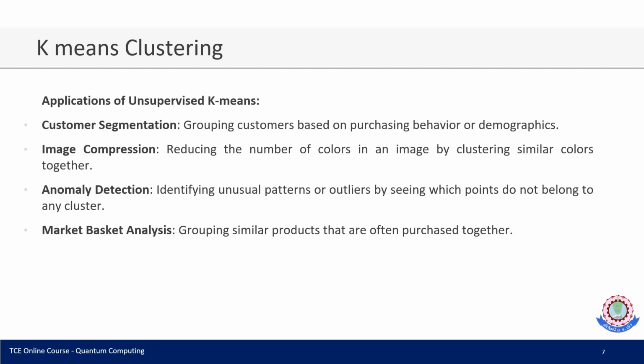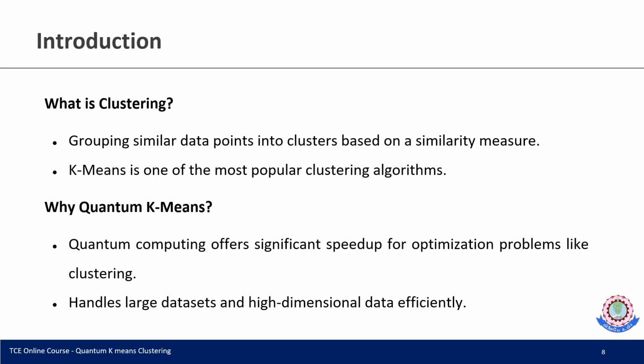and dimensionality reduction. The applications of k-means clustering are customer segmentation, grouping customers based on purchasing behavior and demographics; image compression, reducing the number of colors in an image by clustering similar groups; anomaly detection, identifying unusual patterns or outliers by seeing which points do not belong to any cluster; and market basket analysis, which is very important for purchasing items.